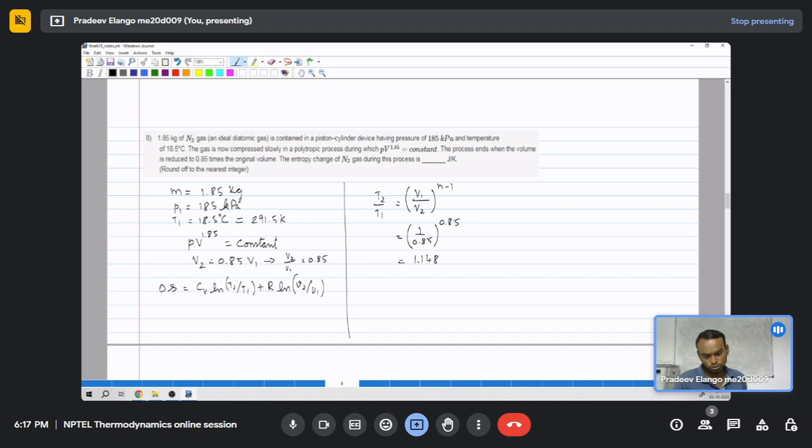Now we don't know the values of R and Cv, and the only data given is that it is nitrogen. So we can calculate Cv and R for nitrogen. Since it is a diatomic gas, gamma is 1.4, and R is the universal gas constant divided by the molecular weight of nitrogen. The universal gas constant is 8314 joule per kilomole Kelvin, and the molecular weight of nitrogen is 28. Then you can calculate the value of R, that is 296.93 joule per kilogram Kelvin.